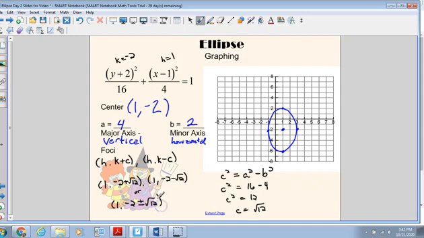What does that mean graphically? It means that our focus points are square root of 12 units away from our center. So to graph these, we would need to know the approximate decimal value. The square root of 12 is somewhere around 3.5. So we would be coming out about 3.5 units. Now, in this case, our foci are pretty close to the endpoints of our major axis. This is what that c value represents, the distance from the center to the focus point.